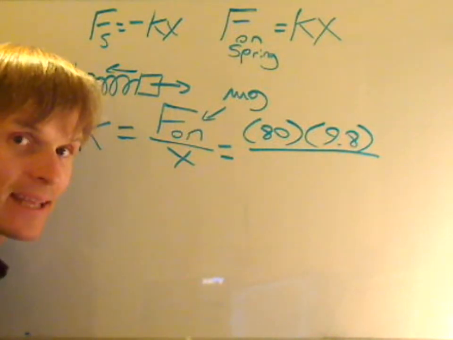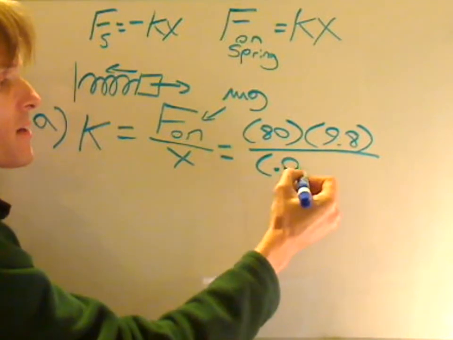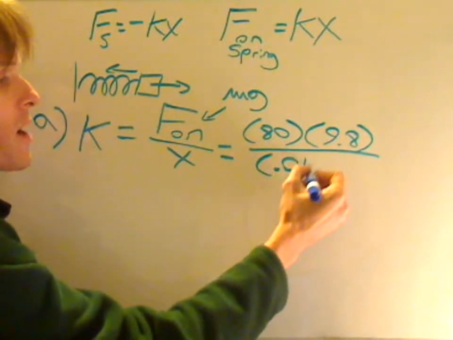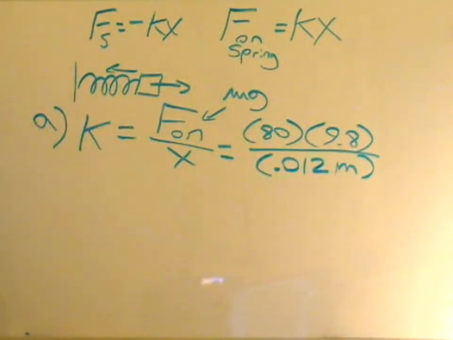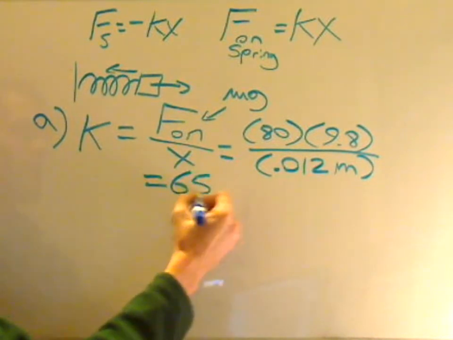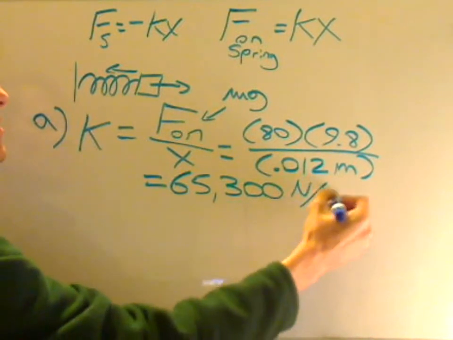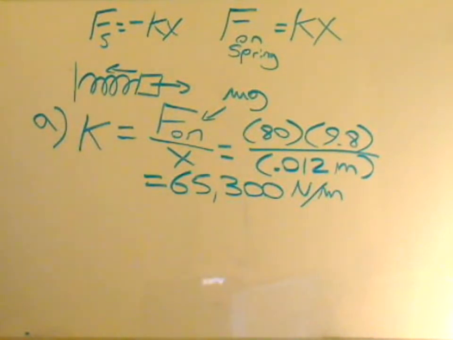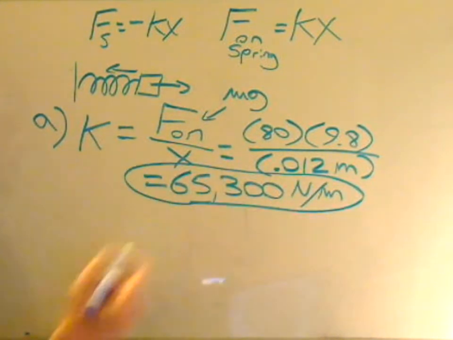Now we need to get that into meters. So that will be 0.012 meters. Okay? And that gives you the answer for k, 65,300 newtons per meter. Okay, so there's our value of the spring constant k.